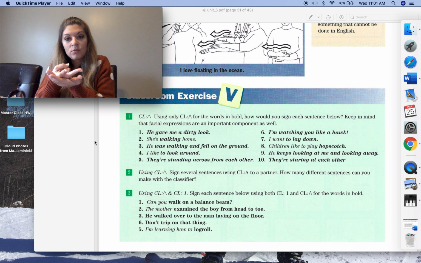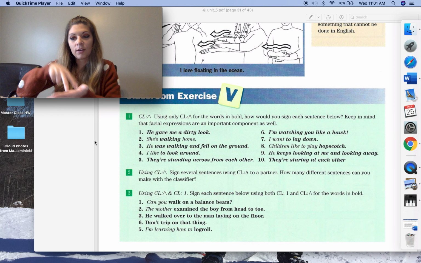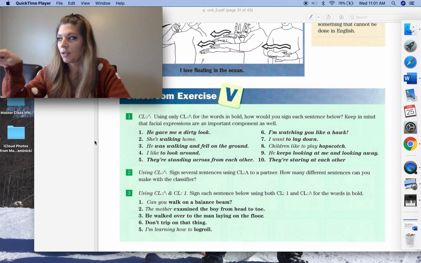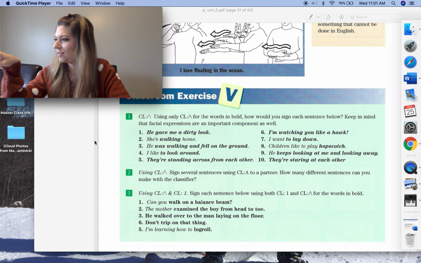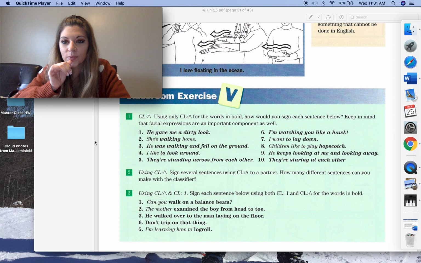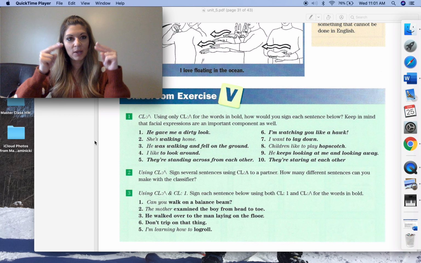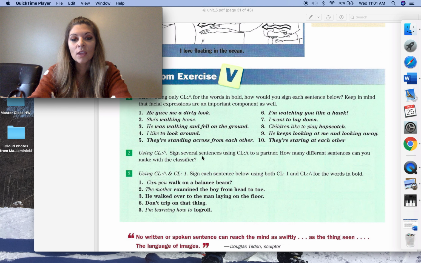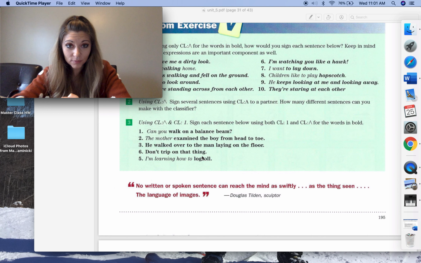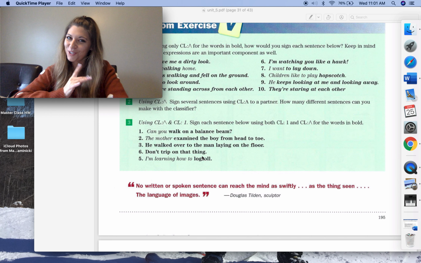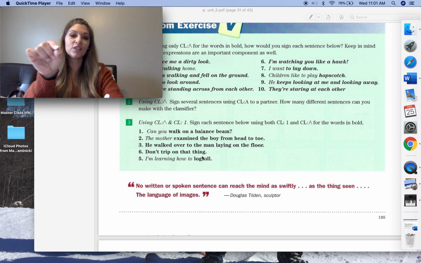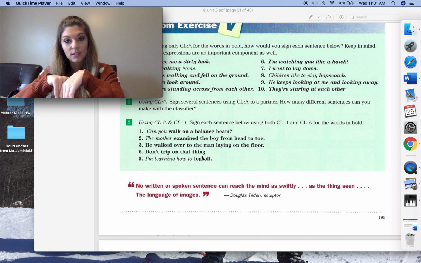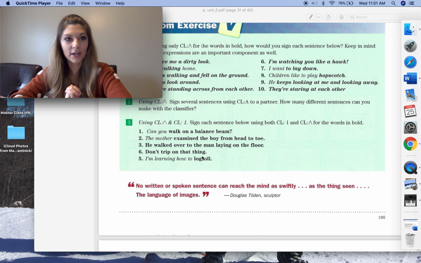I want to lay down. Children enjoy playing hopscotch. He keeps looking at me and then looking away. So awkward. And then they are staring at each other. So you still might want that circular motion to show that it's continuous action. Okay, so lastly here, we're going to stack our classifiers, which is so cool, and I love it. So we're going to use for each of these examples the CLV and CL1. So you need both in each sentence. So go ahead and try to practice 1 through 5 now.